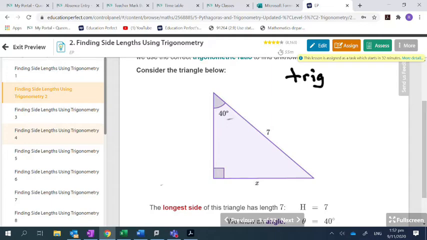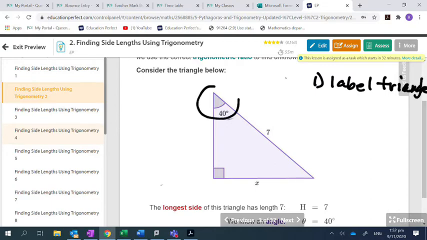So your first step, there's some things you have to think about there. First step is to label the triangle. And again, when you're labeling with trig, everything revolves around that angle that we know. The side straight across from it is called the opposite. The side straight across from the right angle is the hypotenuse. And the one that we're not going to be dealing with at all in this case is the adjacent. So we've labeled our triangle.